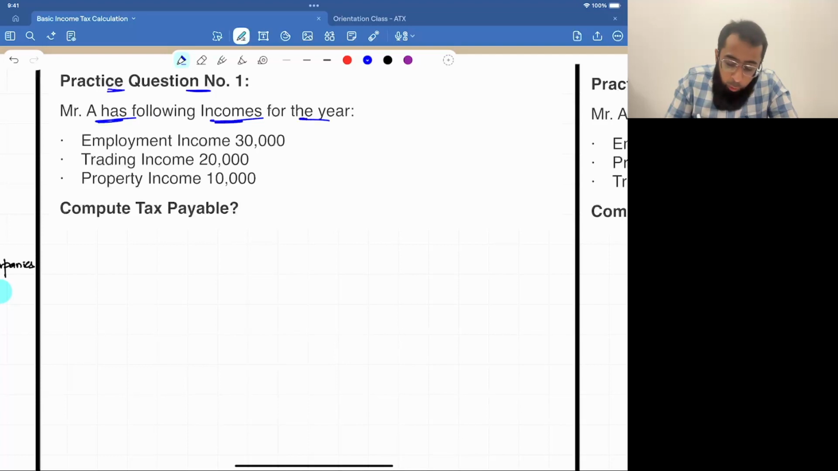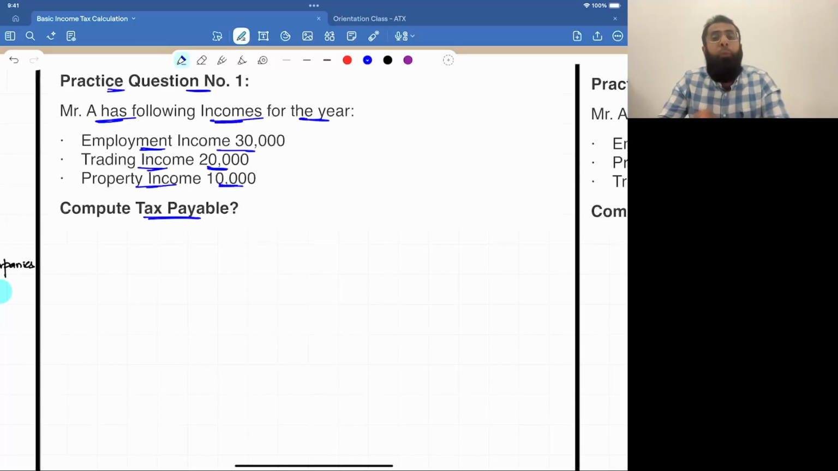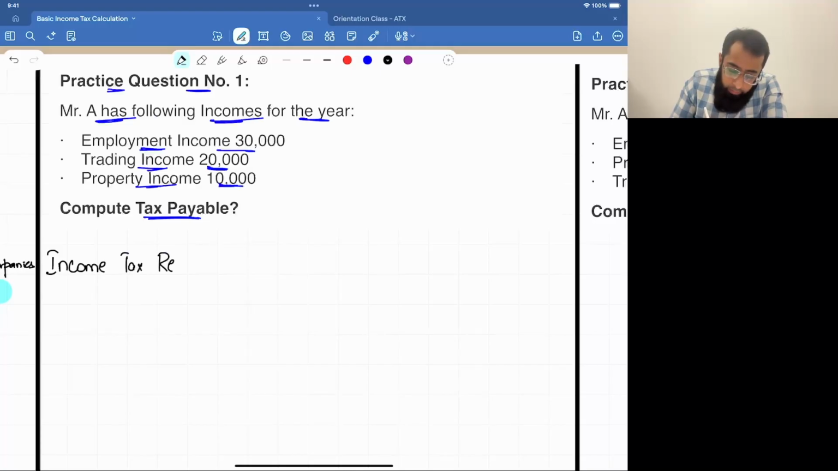Mr. A has the following incomes for the year. Employment income 30,000, trading income 20,000, property income 10,000. We have to calculate the tax payable. Believe me, very easy. Just listen to me. Now what I am doing is, we are making the income tax return.